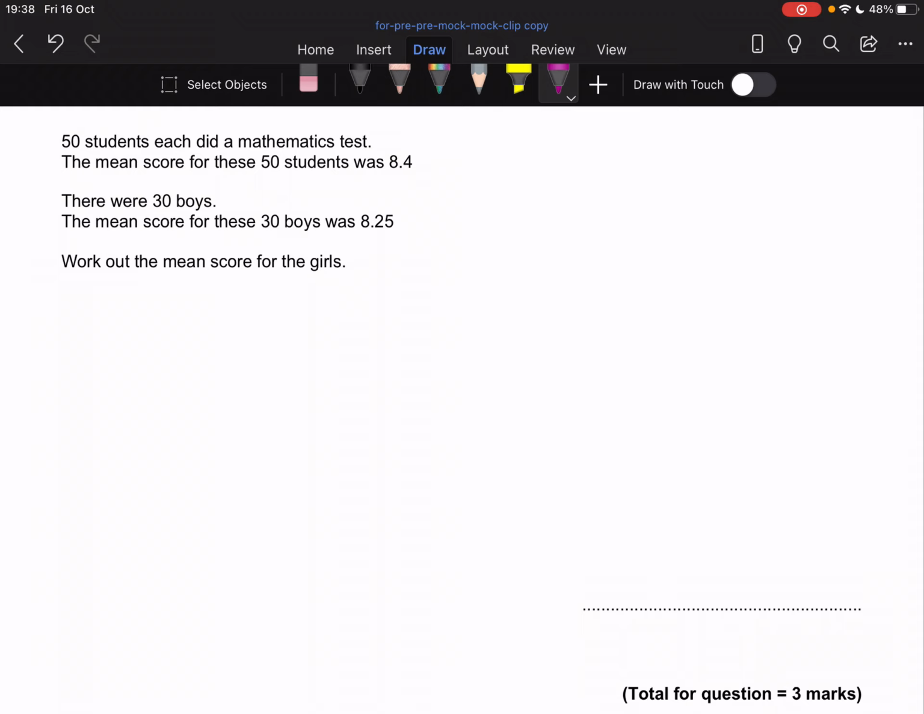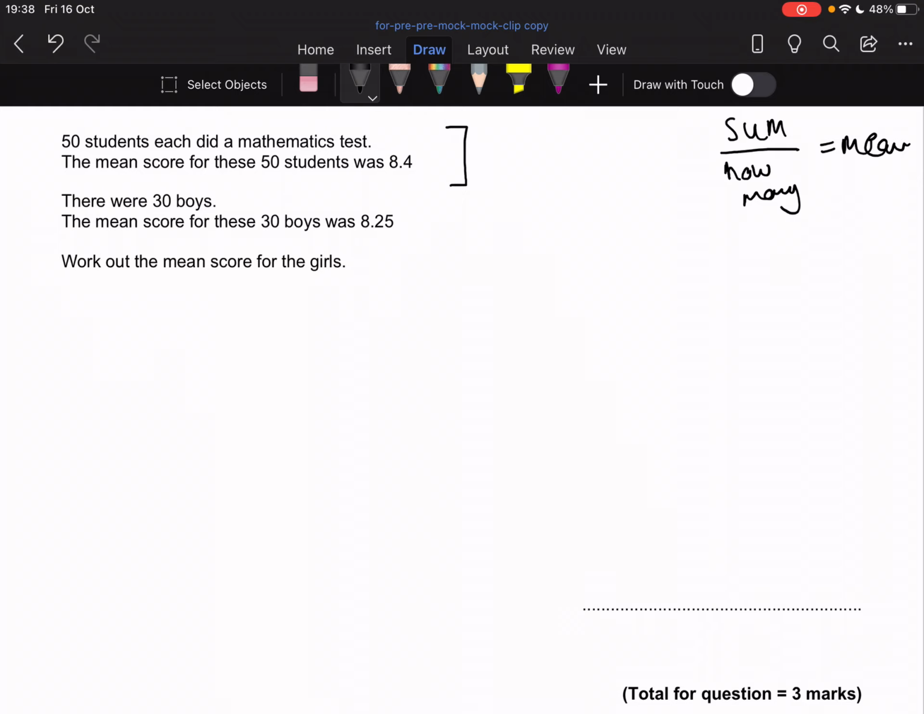So let's see. 50 students did a math test. The mean score for the 50 students was 8.4. There were 30 boys. The mean score for the 30 boys was 8.25. Work out the mean score for the girls. So let's use the first bit of information. You guys hopefully remember that the mean is the sum of all your numbers, divided by how many numbers you've got.